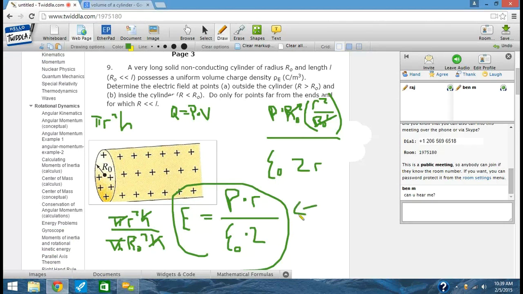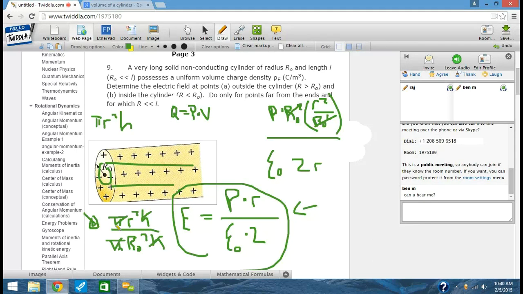Okay, and can you explain how you got that? Well, the standard equation is EA is equal to Q over epsilon naught. So we know that Q is equal to the charge density times the volume, so we substitute that. And we know that because it's inside, and it's a solid non-conducting cylinder, we have to use the volume proportion, so that's over here.